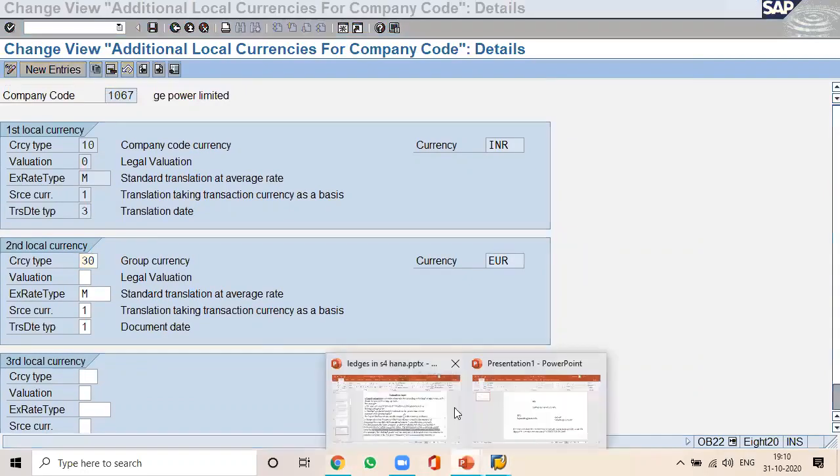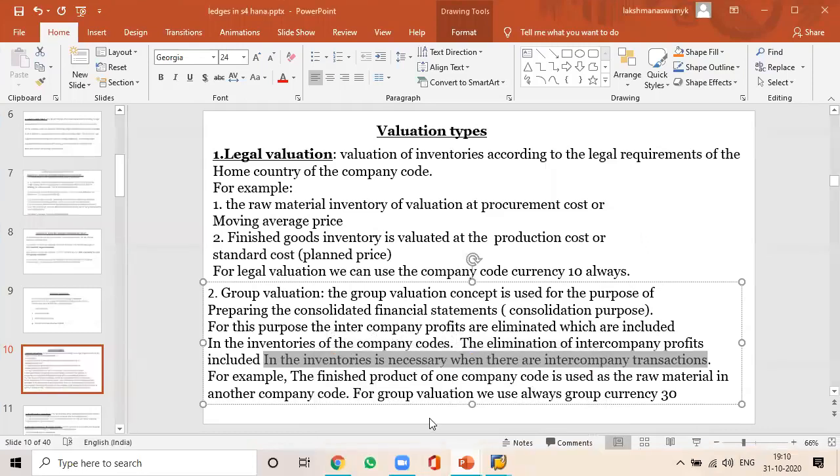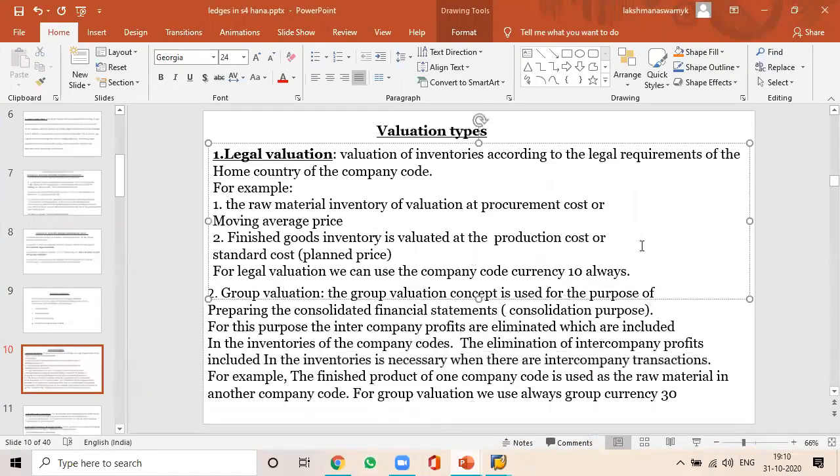So what exactly is the group valuation here? Why do intercompany profits exist in the group valuation? Why do we have to eliminate intercompany profits in the group valuation? Let us take one example.